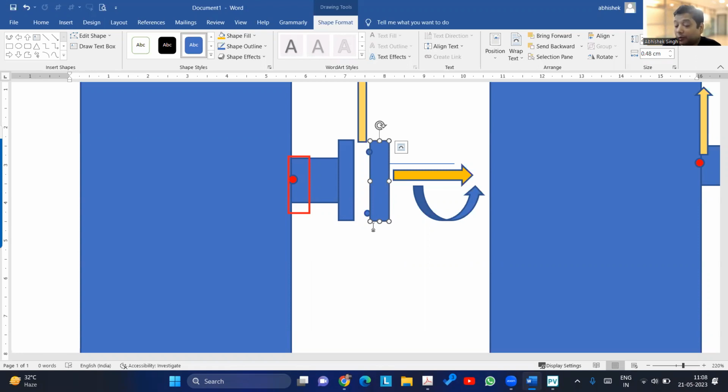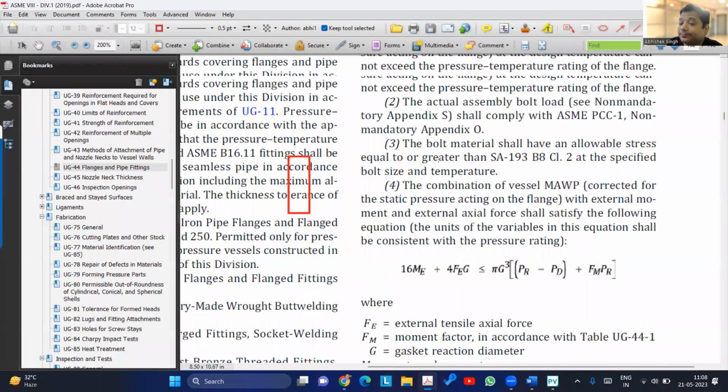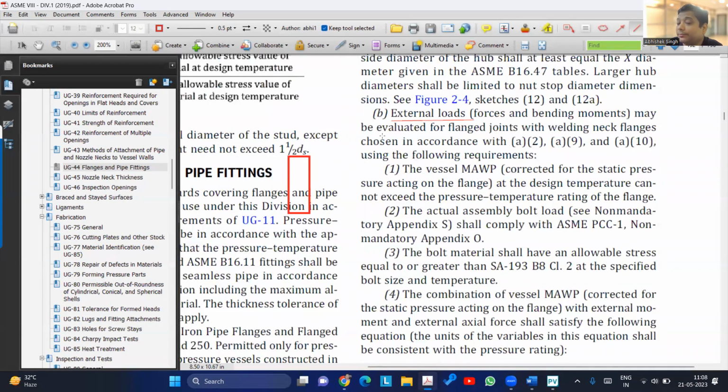Now, you can use 44B, because if you read 44B, it starts with external load may be evaluated by using the following formula. And this is only for weld neck, only for WN and RF. Remember that. You cannot use this principle for any slip-on or any other type of flange, only for weld neck. So a weld neck flange may be derated by using this methodology.